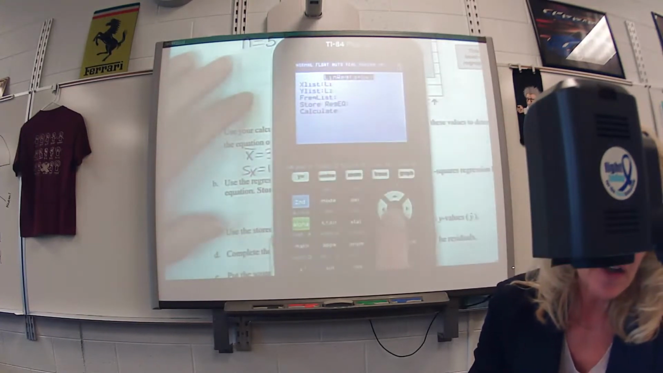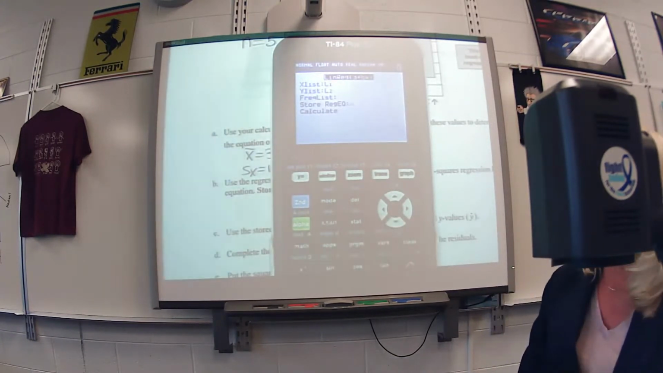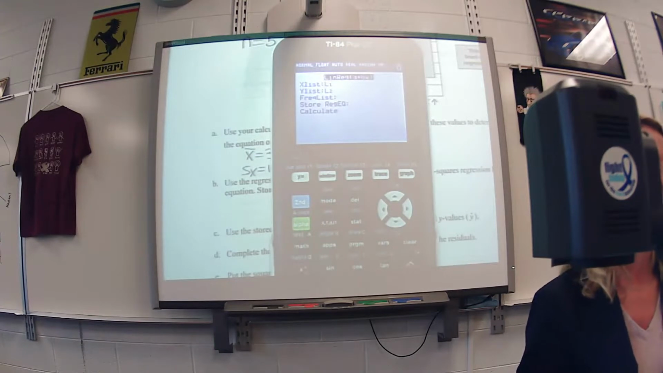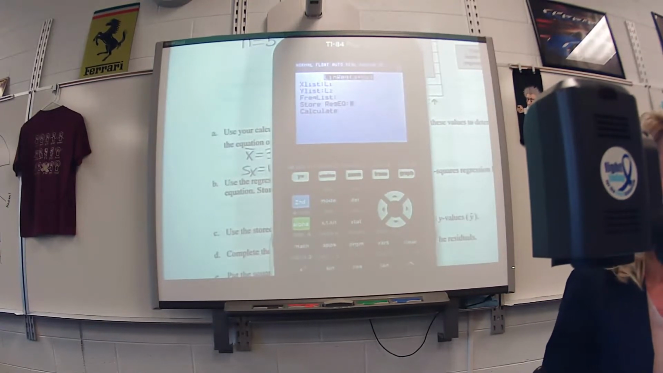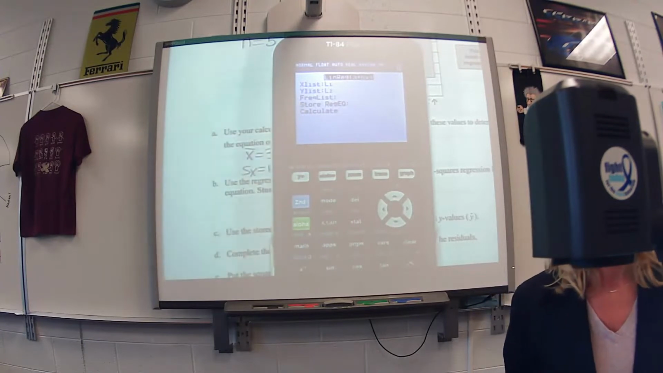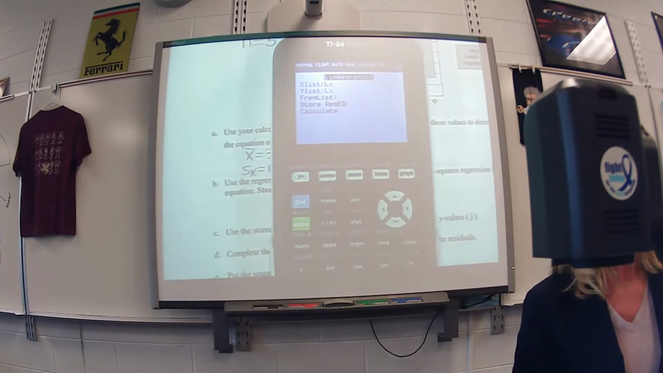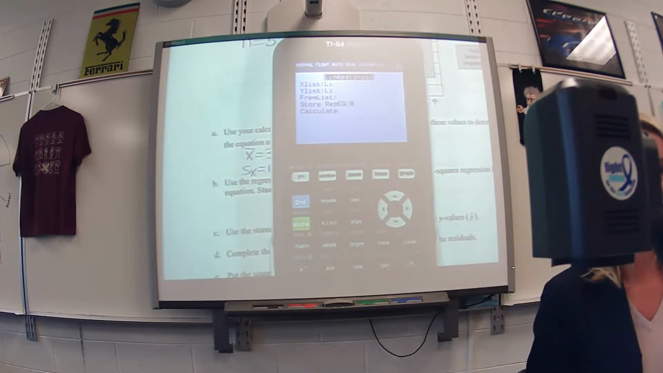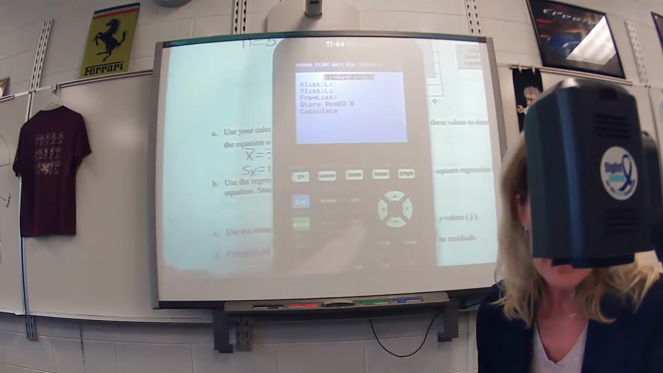So L1, L2. All right, here's the part that I want to show the 84s. Store the regression equation. So we could write the regression equation after we get the values for A and B. But if you choose store, you can store the equation automatically in your calculator. Now, the reason I'm doing this on the 84s is Inspire's, yours do this by default. It automatically stores it, okay? So I'm going to tell it to store.